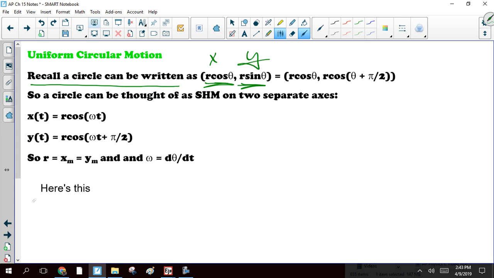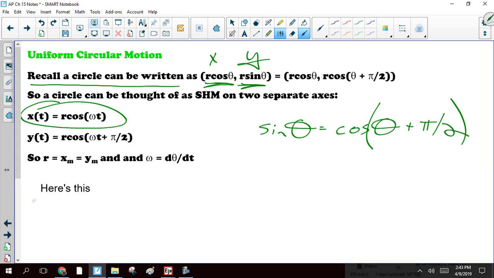Another thing that happens to be true is that sine of theta is the same as cosine of theta plus pi over 2, which is why the graphs look so similar. One is just a shifting of the other. So a circle can be thought of as simple harmonic motion on two separate axes. It's basically a parametric equation. Here's the equation on your x-axis, r cosine omega t, and your y-axis is that with a phase shift. Because it's a circle, your maximum x value and your maximum y value are both equal to your radius. And your angular frequency is the same as your angular velocity.